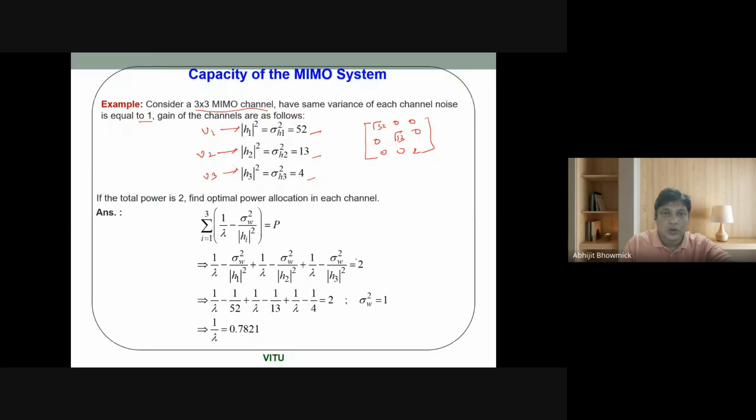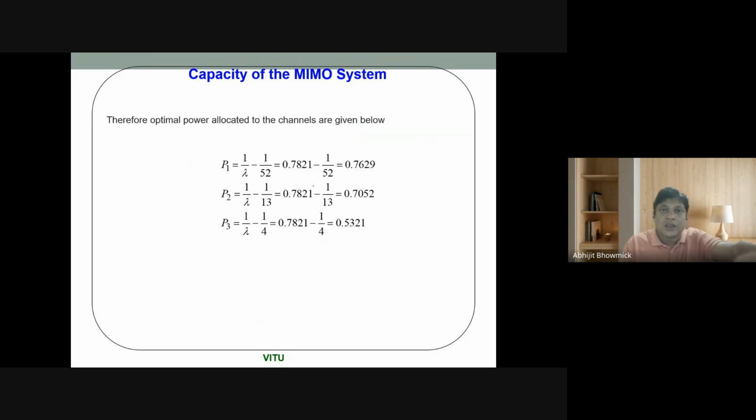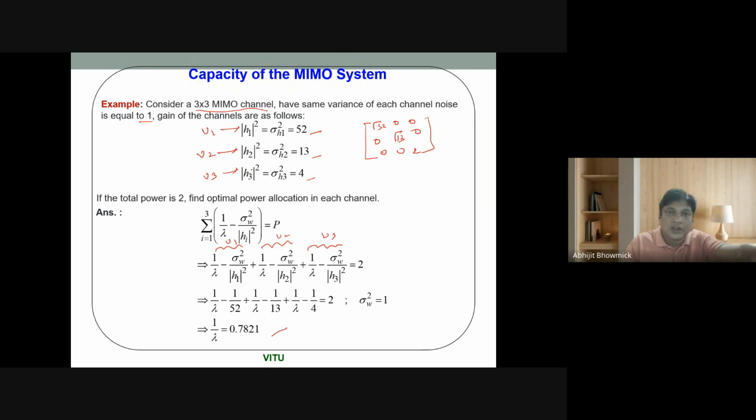P is given as 2. Now, if I put i equal to 1, I will get 1 by lambda minus sigma w square by H1 square. Similarly, for the second user, this is for U2, this is for U1, and this is for U3, user 3, equal to 2. From there, I can find the value of 1 by lambda. That is the maximum level. Keeping that in mind, now P1 is equal to, what was the formula, 1 by lambda minus sigma w square by mod of Hi square.